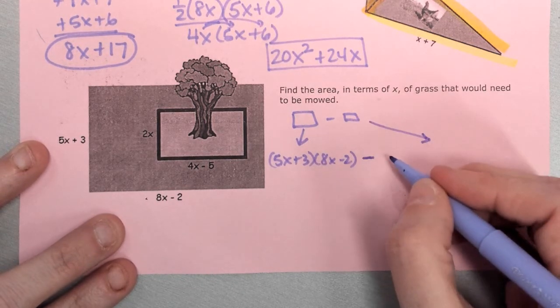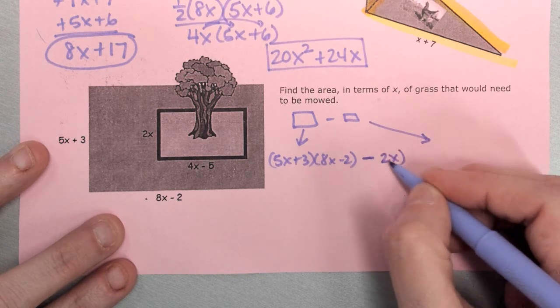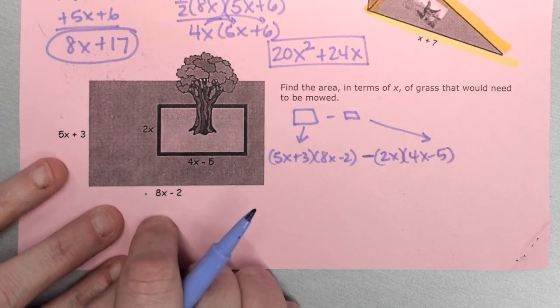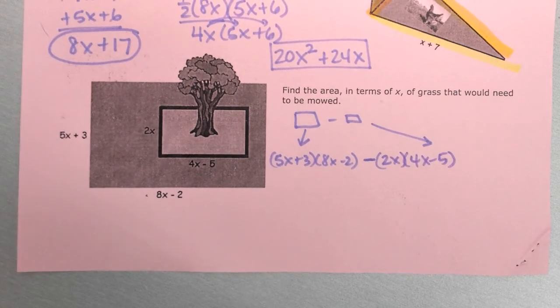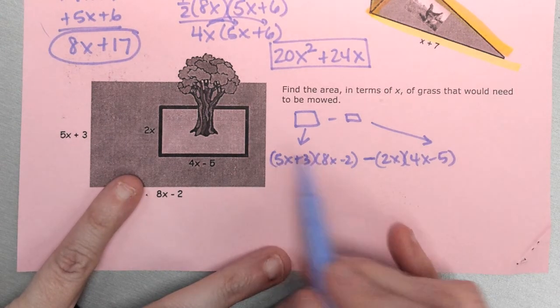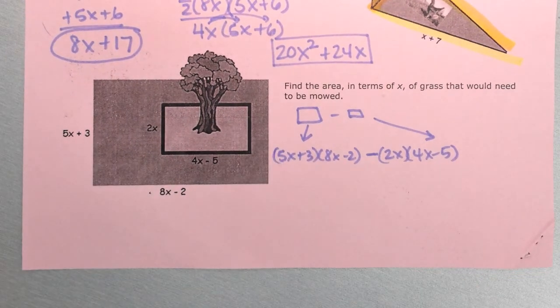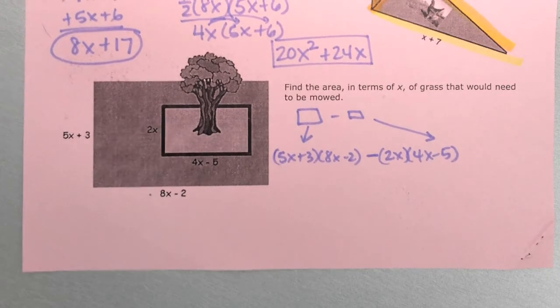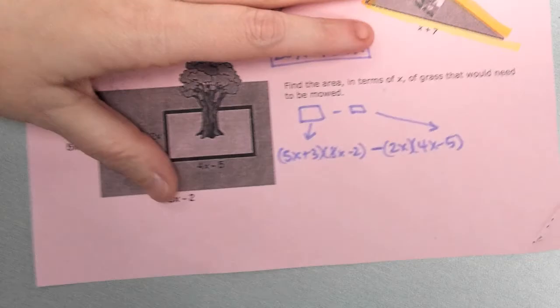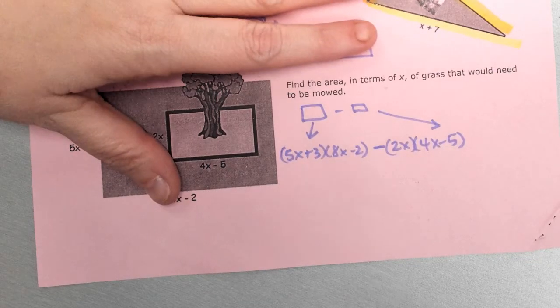The area of the small one is 2x times 4x minus 5. What do you guys think? Do you think you could have written that part? Yes. If you can write that part, you can answer the rest of it with the calculator. No, I'm serious. Because if it's multiple choice, once you have this, you put this in Y1 and you put the rest of the answer choices in Y2. So I'm just saying, if you can write an expression, you can do the rest of it. But let's just do the rest of it now, just for practice.